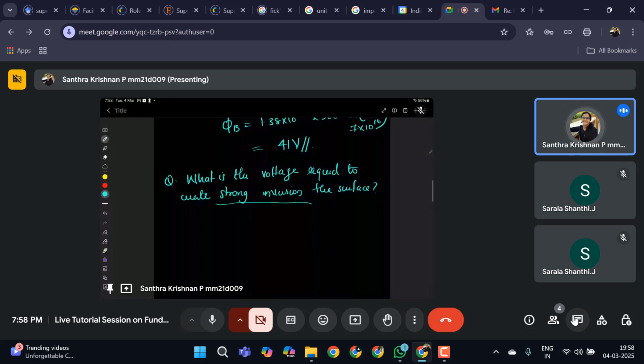So you can check for the equation for strong inversion. There is a slight change in the relation between the bulk potential and surface potential. If you know the relation, you can just modify the equation and find the answer. So what is the voltage required to create strong inversion at the same surface?